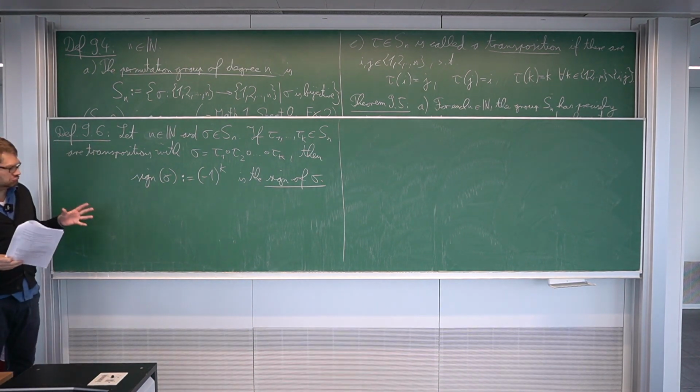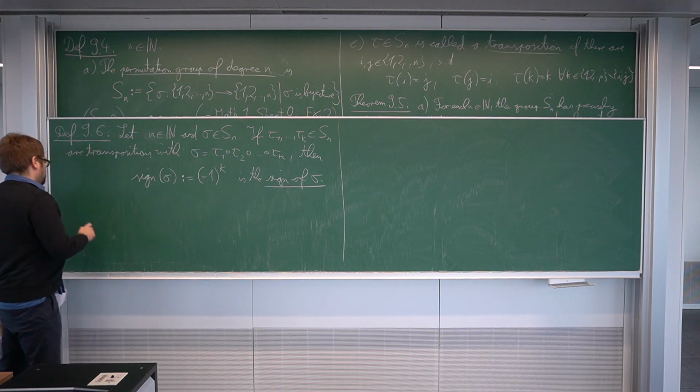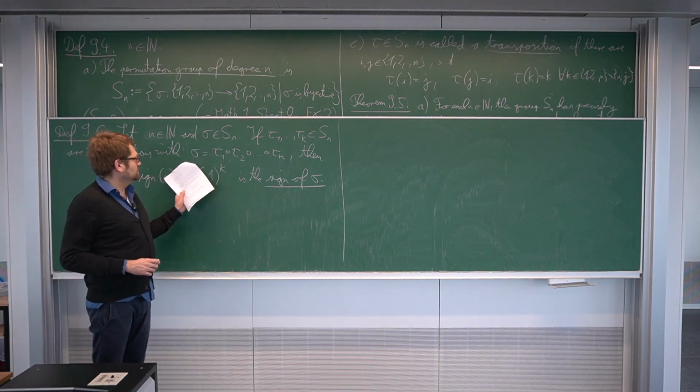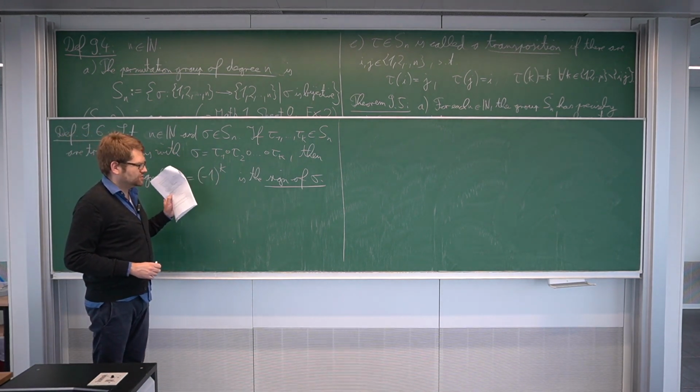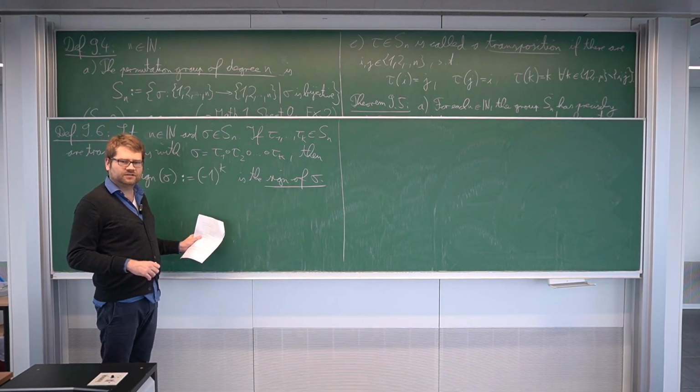Okay, this is something you can write down. However, there's one small problem. This way of writing some permutation as a composition of transpositions, many complicated words in here.